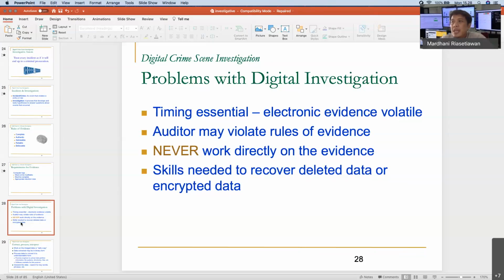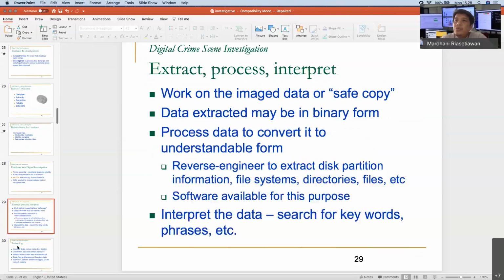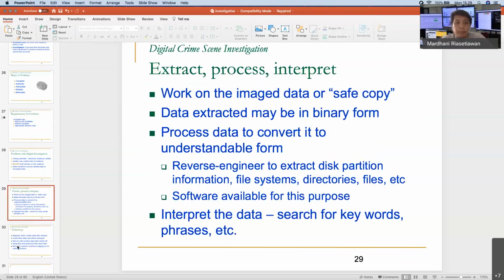Skill is needed to recover deleted or encrypted data. Then we extract, process, and interpret. We make an image of the data, or a safe copy, using imaging methodologies. The extracted data may be in binary form, so we process it to convert it into an understandable form. We go to the data set. I think big data will be part of this technology. Then we interpret the data, searching for keywords, classes, and so on. It means we do data science things. So this is very important for us.